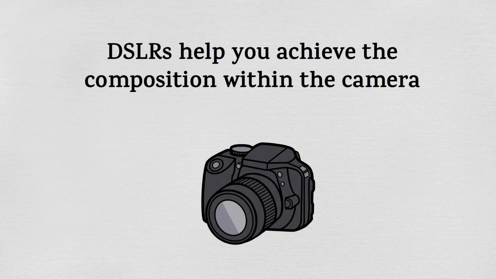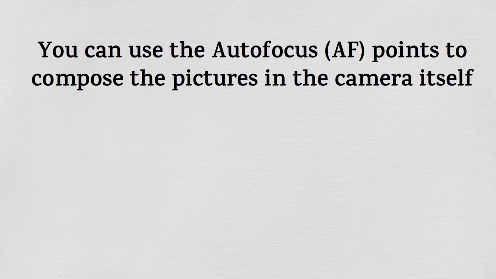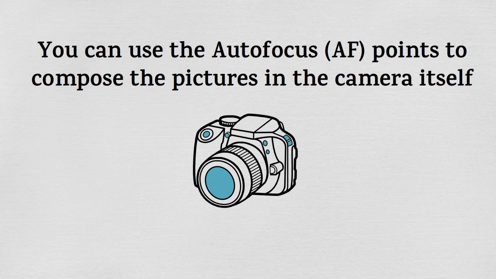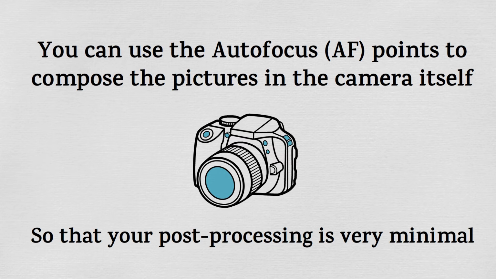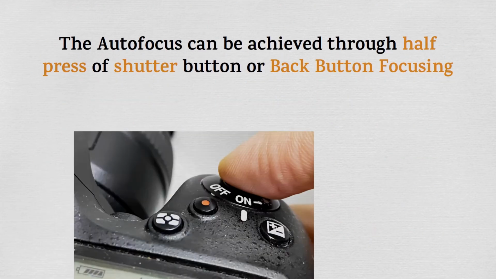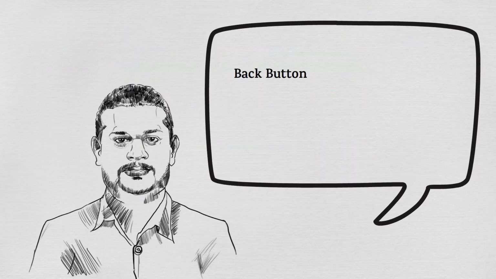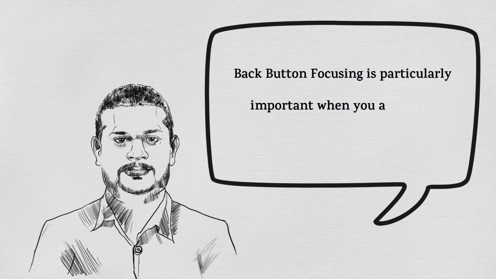Now DSLRs of today help you achieve the composition within camera. This is done using what we call the autofocus points. The autofocus points in today's DSLRs help you compose pictures in camera itself, so that your post-processing is very minimal. And autofocus can be achieved through half press of shutter button or back button focusing. Back button focusing is particularly important when you are doing wildlife and action photography.